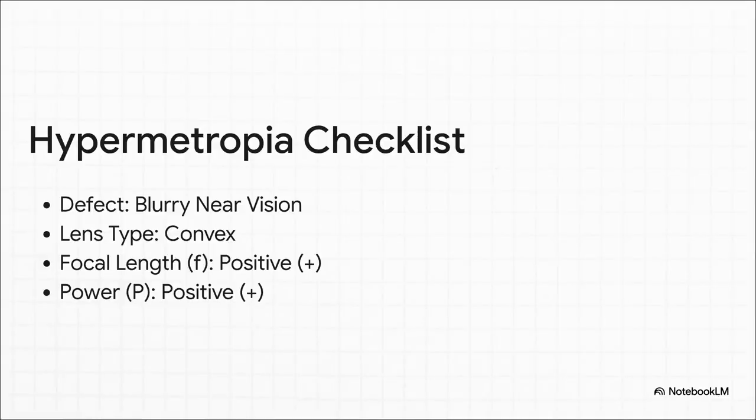And here's our checklist for hypermetropia. Easy to remember. The defect is blurry near vision. The lens type is convex, and for a convex lens, the focal length and the power are always positive. See? It's the exact opposite of myopia.